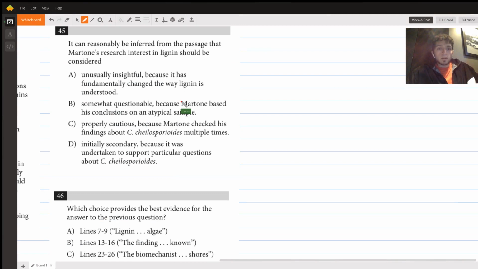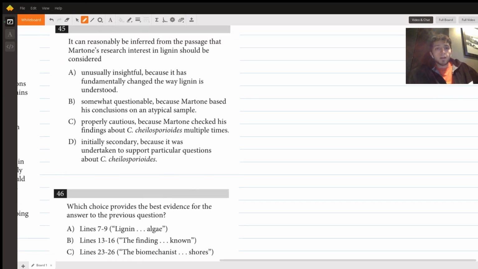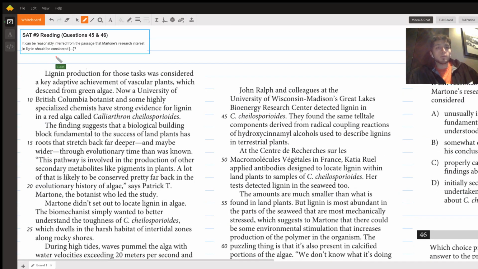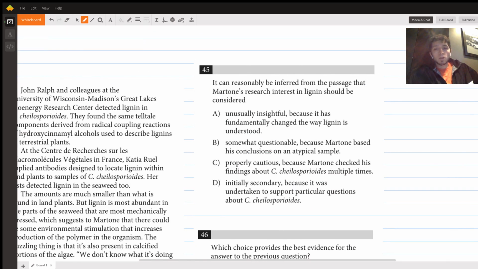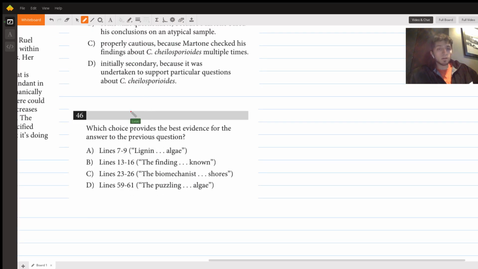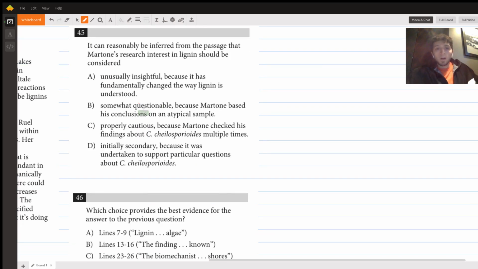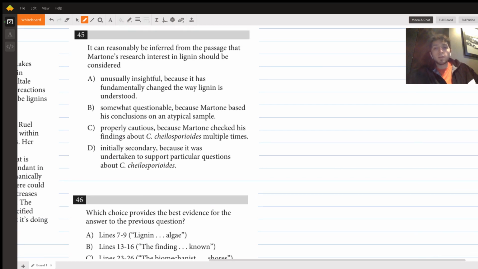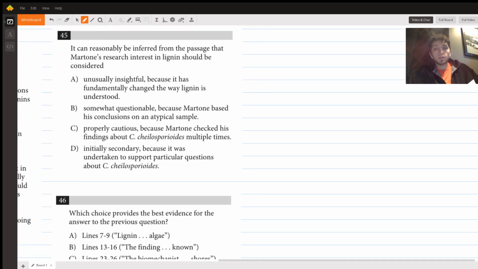Okay, so now we're going to solve question 45 and 46 from the SAT Minutes 9 reading section. And these are paired questions, so that means we get the first question here, and we have to choose the evidence here, so we'll solve these ones together. 45 says, it can reasonably be inferred from the passage that Martone's research interest in lignin should be considered.